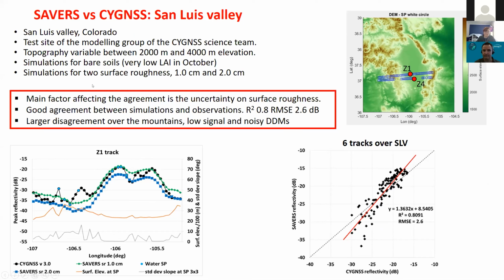Again, we see that the main factor affecting the agreement is the uncertainty on the surface roughness. From the scatter plot on the right, we see that good agreement between simulations and observations is obtained with a root mean square error of about 2.6 dB. The larger disagreement is obtained over the mountains, where low signal and noisy DDMs are measured.